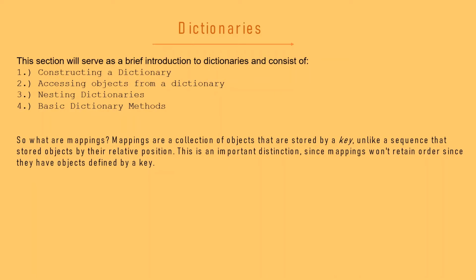So this section will serve as a brief introduction to dictionaries and consists of constructing a dictionary, accessing objects from a dictionary, nesting dictionaries, and basic dictionary methods. So why dictionary? What is a dictionary? How will it work in Python? So a dictionary is very useful in Python for mapping objects.